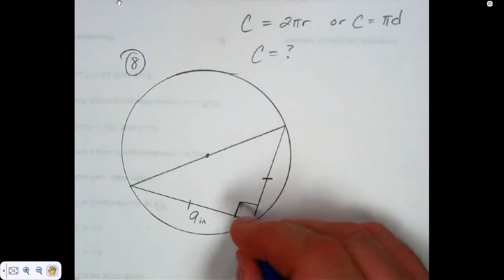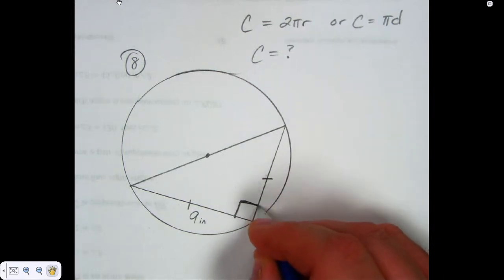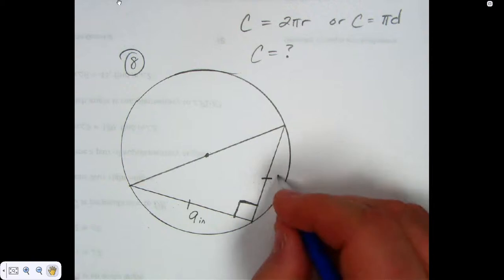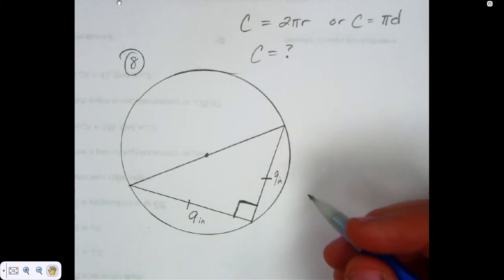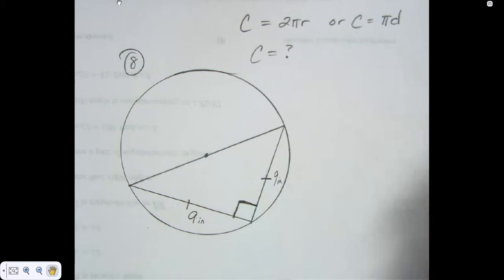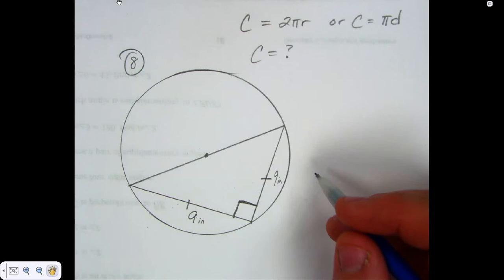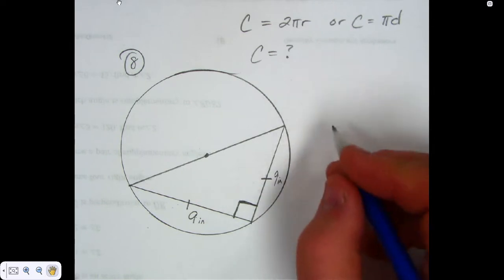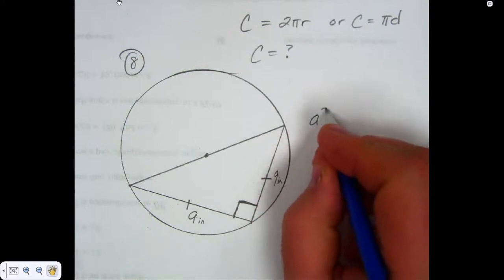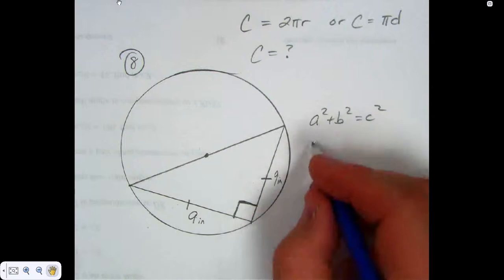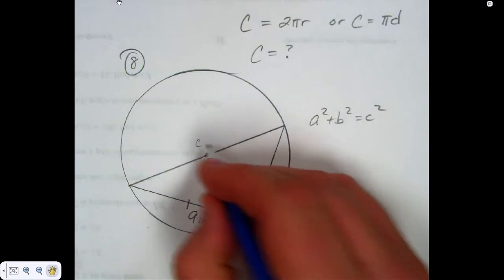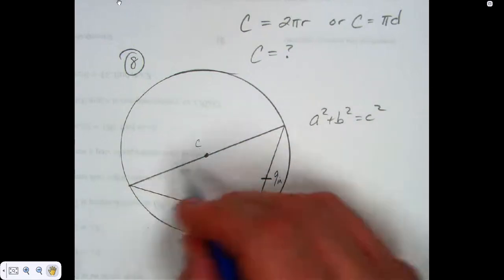What kind of triangle do I have? Right triangle. If this is 9 inches, what is this one? 9. How am I going to find this? Pythagorean theorem. There's an easier way, but that's fine. A squared plus b squared is equal to c squared. We'll do it this way first. Let's do one thing at a time. Which one's my hypotenuse? And that's the diameter, right?